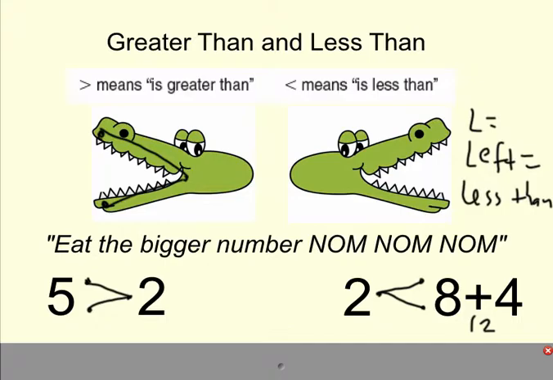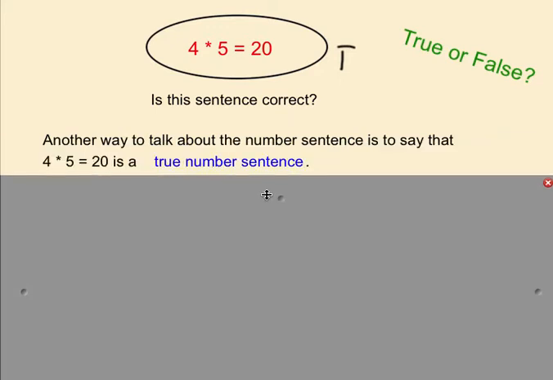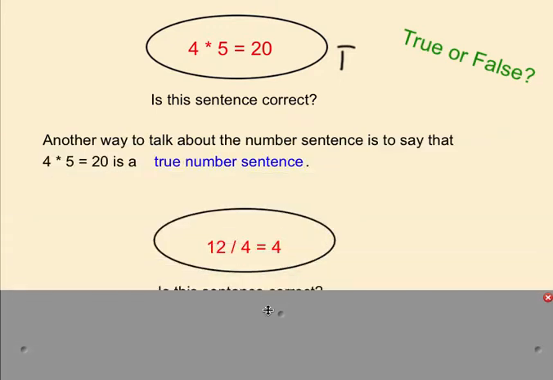All right, I think we're ready for it. Here we go. Let's figure out if these are true or false. We're going to write T for true, F for false, and question mark for we don't know, or I don't know. So 4 times 5 is equal to 20. That's definitely true. So we can call that a true number sentence.